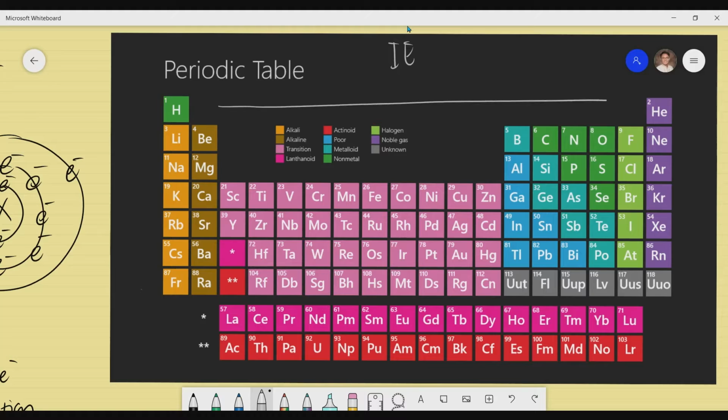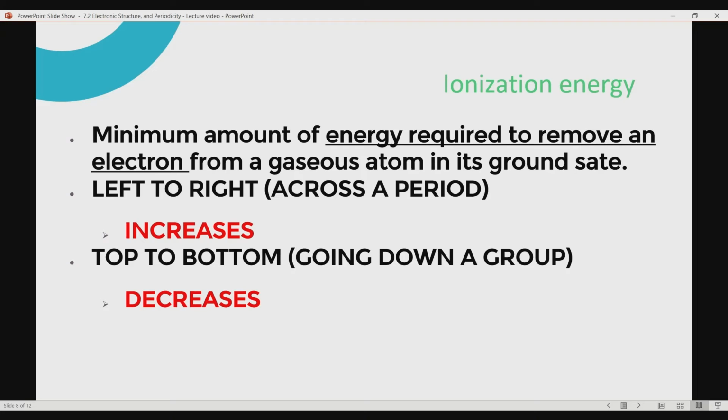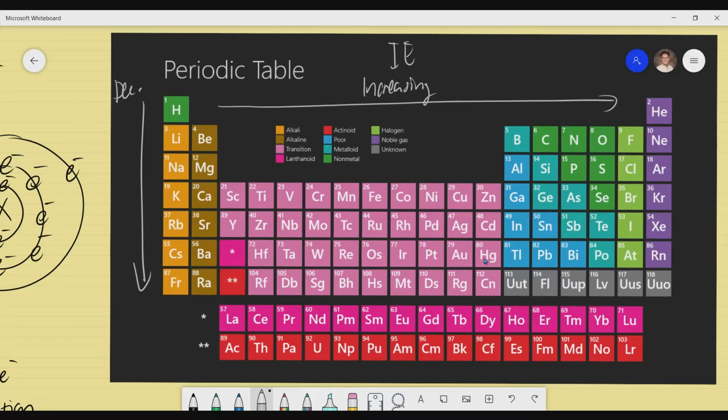The ionization energy is increasing from left to right and then decreasing from top to bottom. So again, increasing from left to right, or across a period, and then decreasing from top to bottom. Why? Okay, remember po, alalahanin natin.